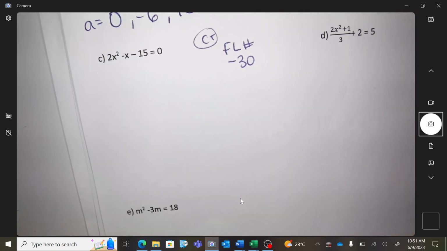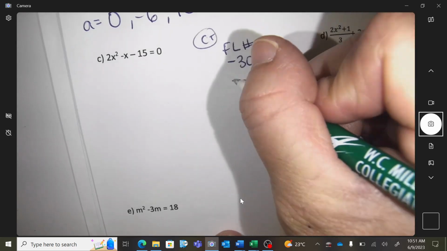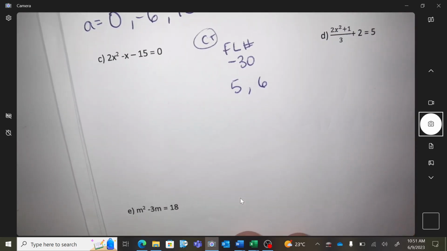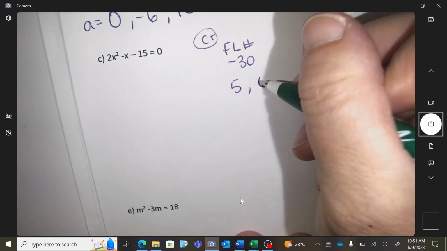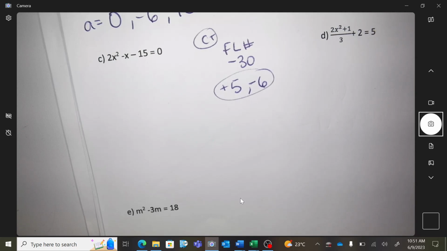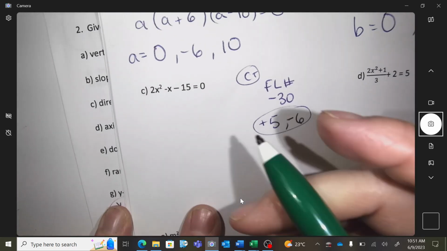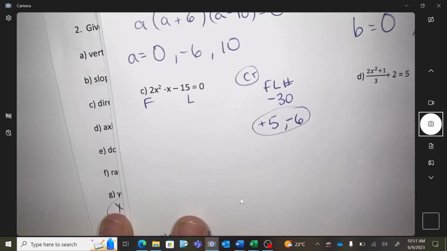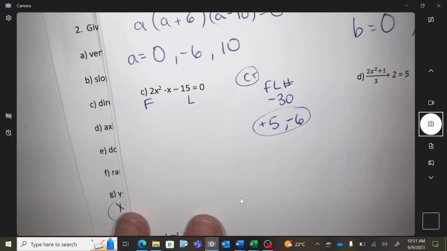is negative 30. Do you want me to list them all, or can you think of a set that would make a negative 1 already? 5 times 6 with a negative. So there's my numbers that multiply to negative 30 and add to negative 1. I'm going to make an F list and an L list separately.